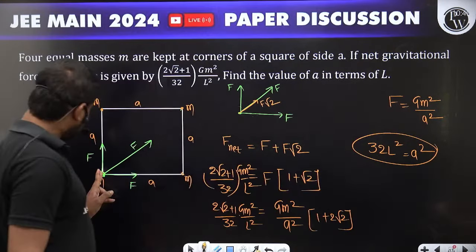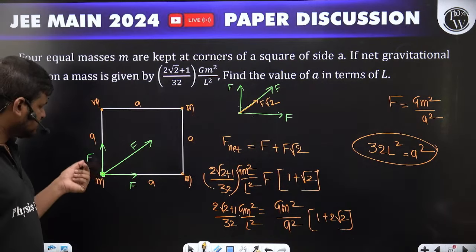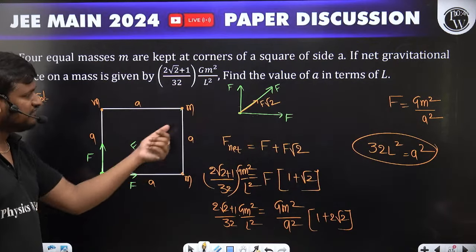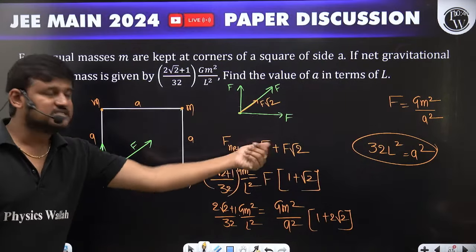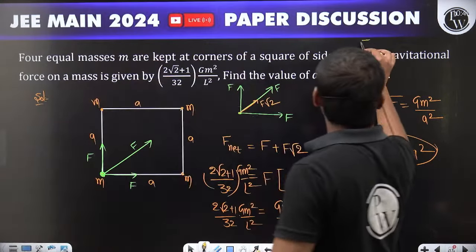Okay, so we calculated the net force acting on one mass. So force F this side and F this side, the resultant will be F root 2. So the net force will be F root 2 plus F. That's it. So this question is also an easy one.